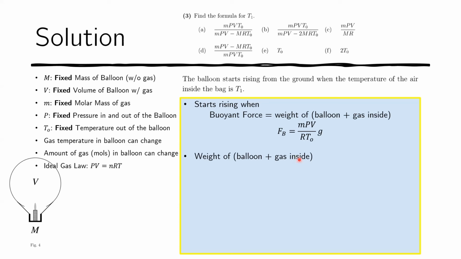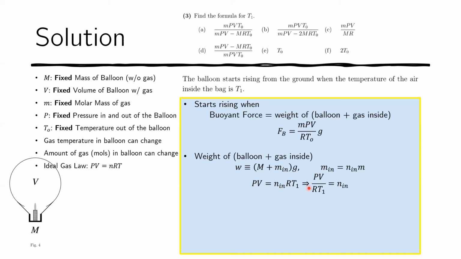We know that the weight is just the mass times the acceleration due to gravity. We already know the mass of the balloon itself, which is this capital M. Now we just need to find the mass of the gas inside the balloon, so we write it here. This mass, M sub in, is the mass of the gas inside the balloon at temperature T sub 1. Again, we use the relationship that the mass is just the molar mass times the number of moles of gas inside that balloon. So that's this relationship, and we use the ideal gas law to compute this.